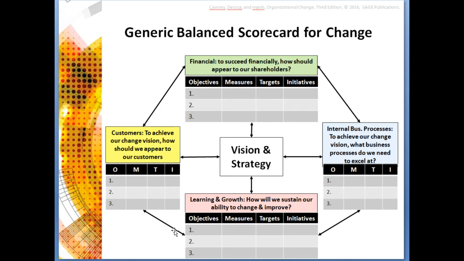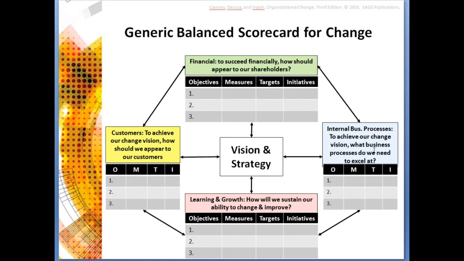Over here, customers: to achieve our change vision, how should we appear to our customers? Not how do we want to be, but how are we going to appear to our customers? What do they want to see? What face are we going to present to them? So think about it: if you were to ask your customers how you appear, what would they say? It gives you an interesting, slightly different take on how to look at things. Over to the right, internal business processes. To achieve our change vision, what processes do we need to excel at? So what do we need to change? What do we need to do well?